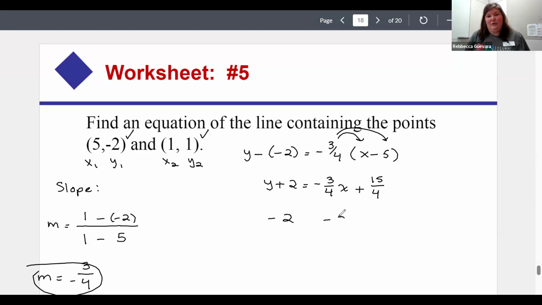Now we just subtract the 2 from both sides. So remember, we're subtracting a 2, but I want to make sure that it has a denominator 4, so I'm just going to rewrite it as 8 over 4. That's still my negative 2, just rewriting it. So if we have 15/4 minus 8/4, that's going to leave me with 7/4.